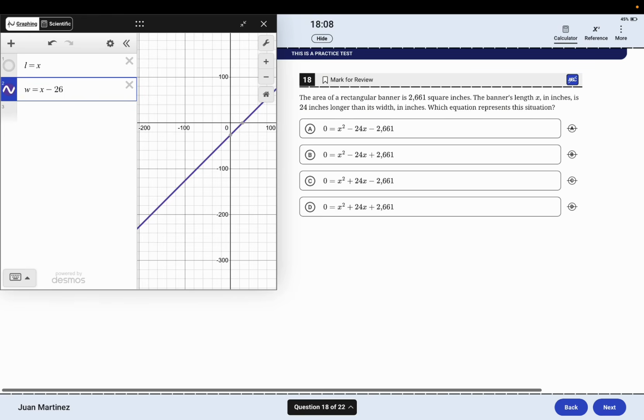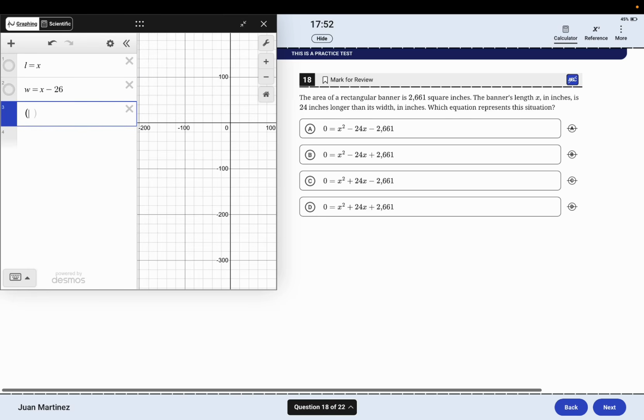Okay. They try to confuse you. They try to make you think, oh, you need to add 26 to x, but we're told explicitly that length is x. You can't change that. It's x. So that must mean that w is actually x minus 26. Okay, so hopefully that makes sense.